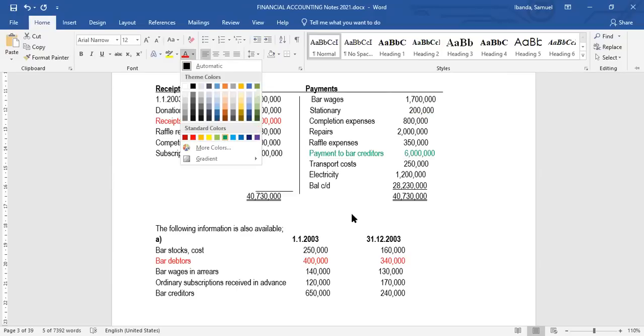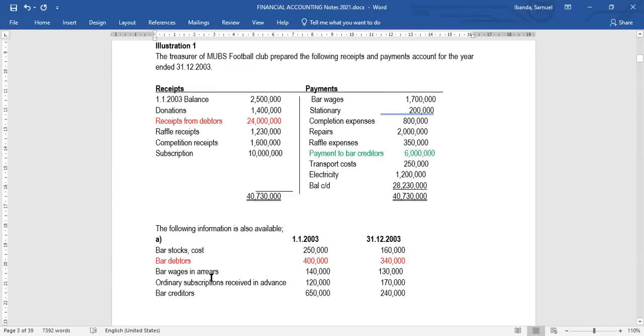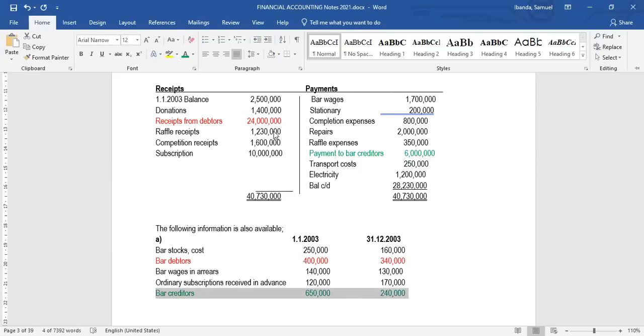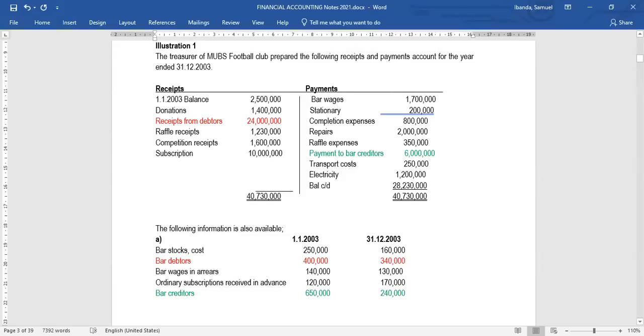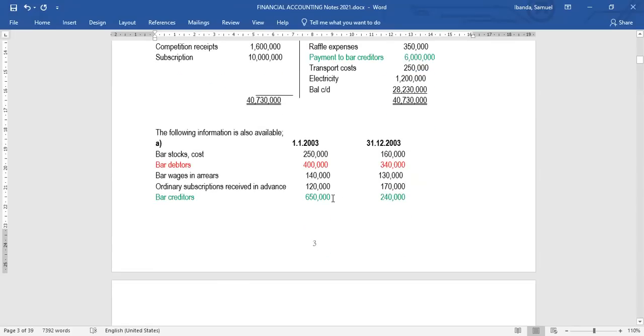So I have the payment to bar creditors, and when we come to this information, I also have the bar creditors balance brought down, and the balance that is carried down. Balance brought down and balance carried down. So just like the way I did for sales, you use the creditors account to determine your purchases. Remember, purchases and creditors have a relationship. Creditors arise from us purchasing on credit.